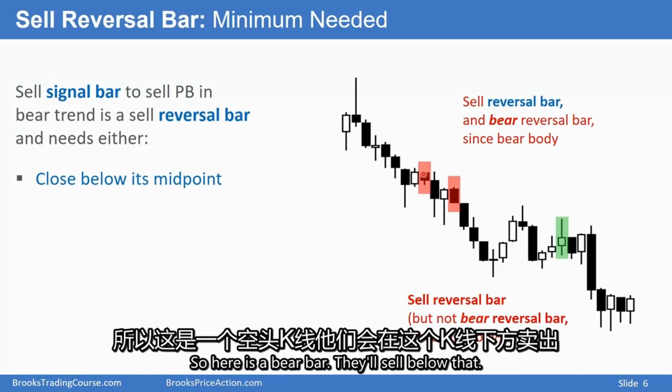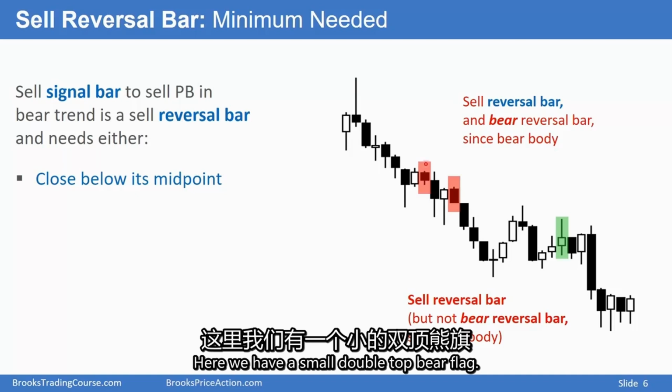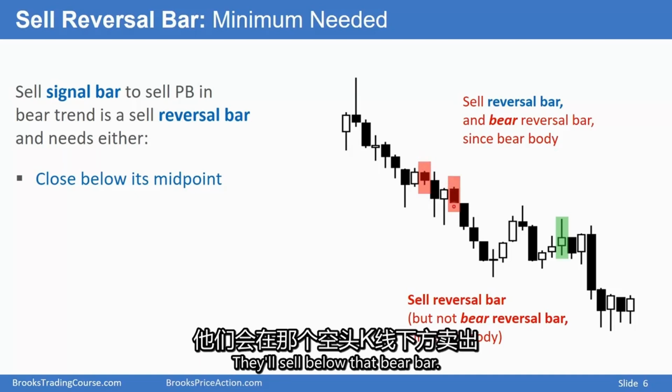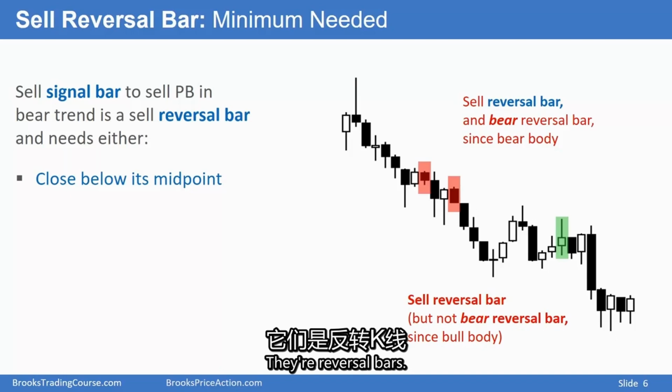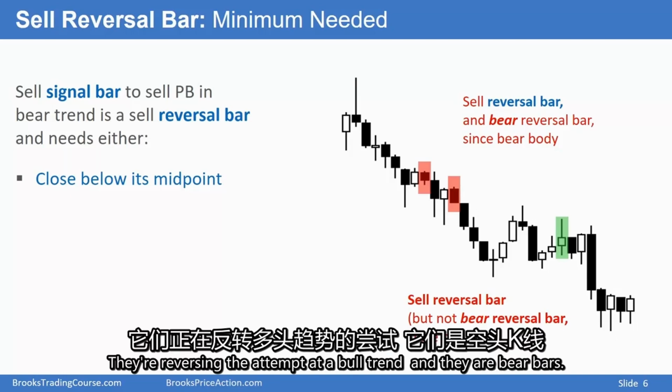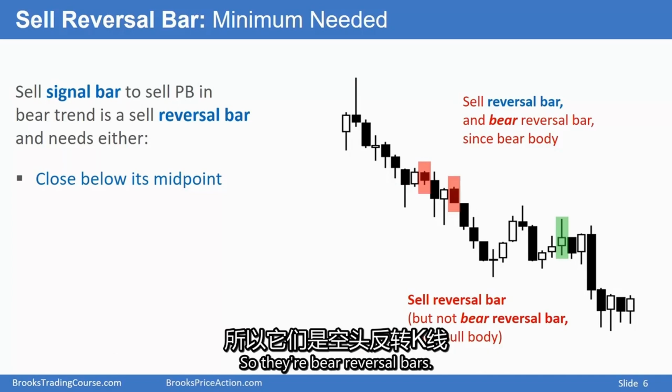So here is a bear bar. They'll sell below that. Here we have a small double top bear flag. They'll sell below that bear bar. Even though these are not particularly strong bear bars, they are bear reversal bars. They're reversal bars. They're reversing the attempt at a bull trend. And they are bear bars. So they're bear reversal bars.